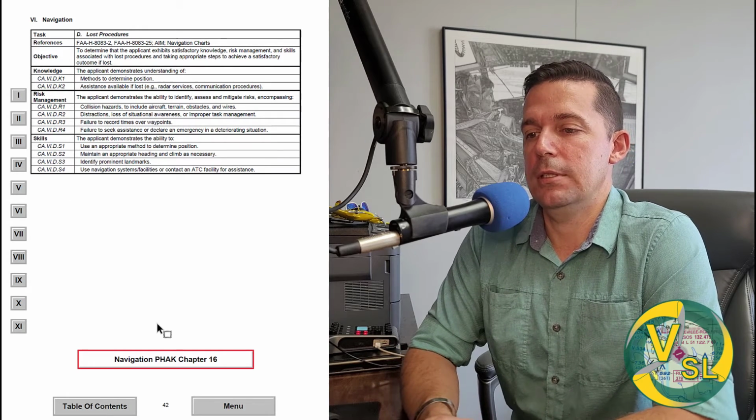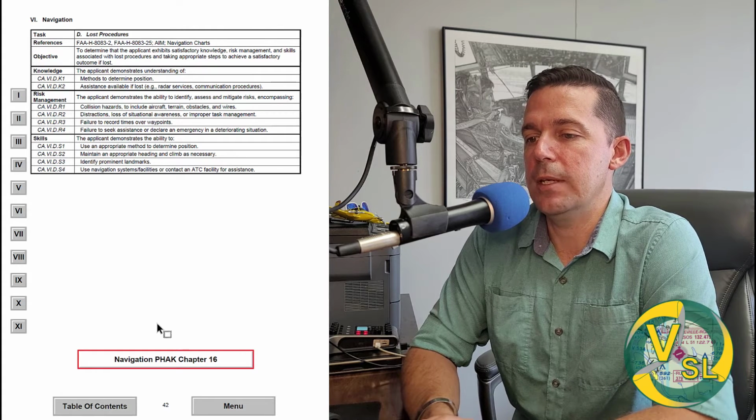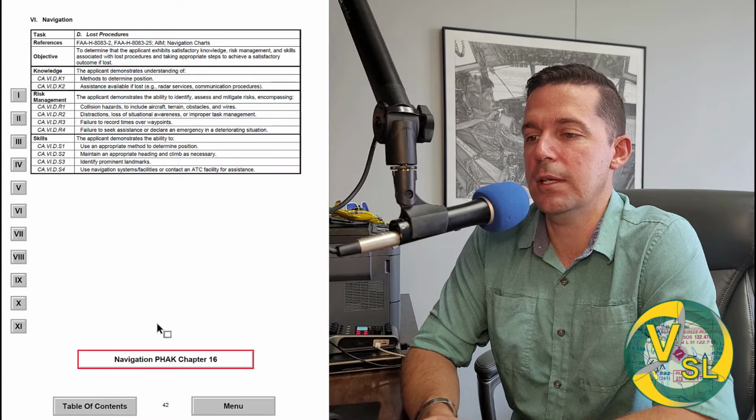Loss procedures, Task D. We have 4 skills here. Skill 1, use an appropriate method to determine position. Skill 2, maintain an appropriate heading and climb as necessary. Skill 3, identify prominent landmarks. And Skill 4, use navigation systems, facilities, or contact an ATC facility for assistance.